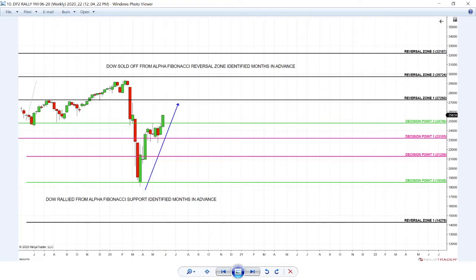March 23rd, Black Thursday, was a stunning place to buy from. Right now, the institutional rally is overextended. The intelligent trader knows this will be a critical Alpha Fibonacci reversal zone. No speculation here, no panic. The intelligent trader is prepared and knows what to pay attention to next.